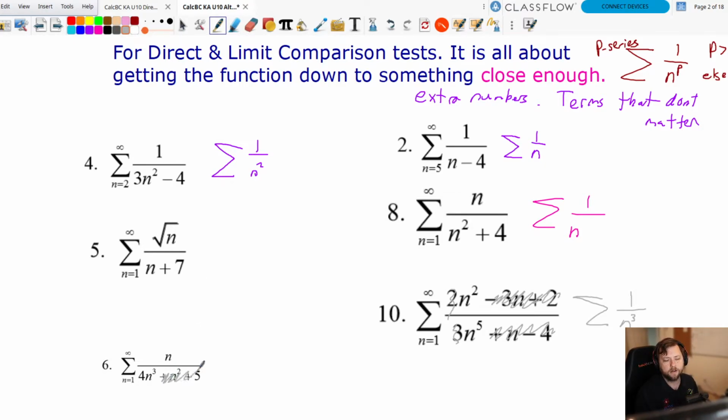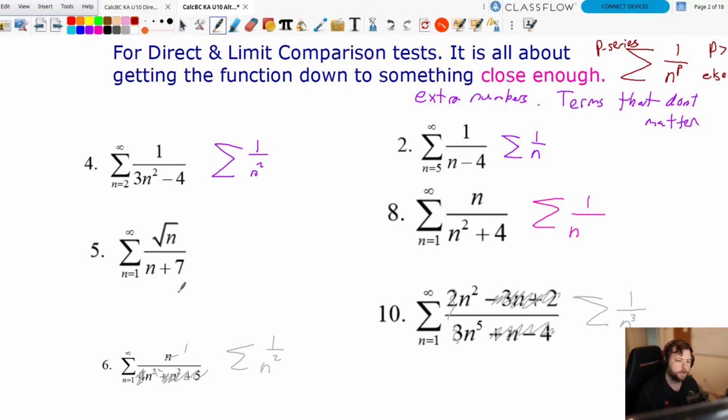I'm going to cancel out that stuff right there. I'm going to cancel out, and then I'm just left with this 4. Who cares? And they have n over n cubed. Cancel out that n. I'm just left with 1. This is down to n squared, so it's close enough to 1 over n squared.